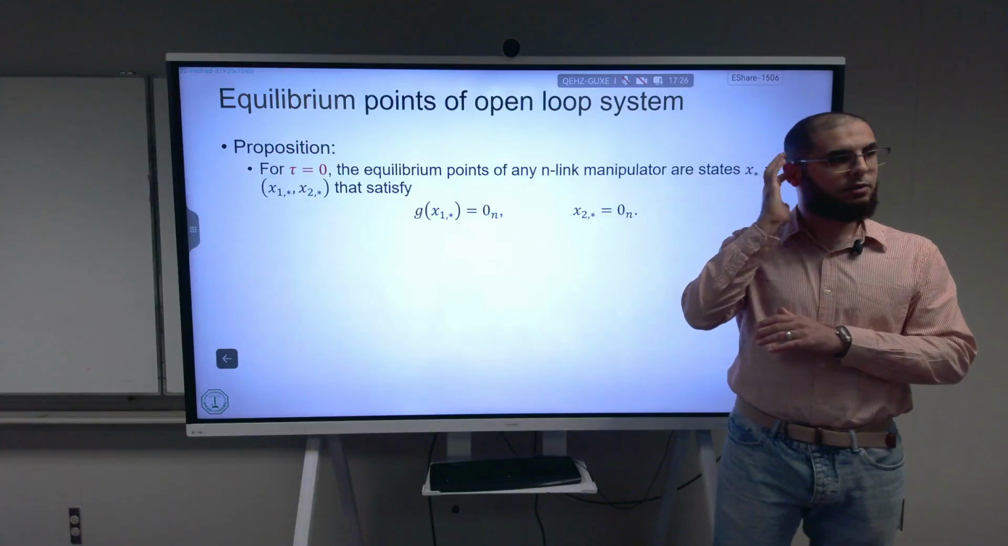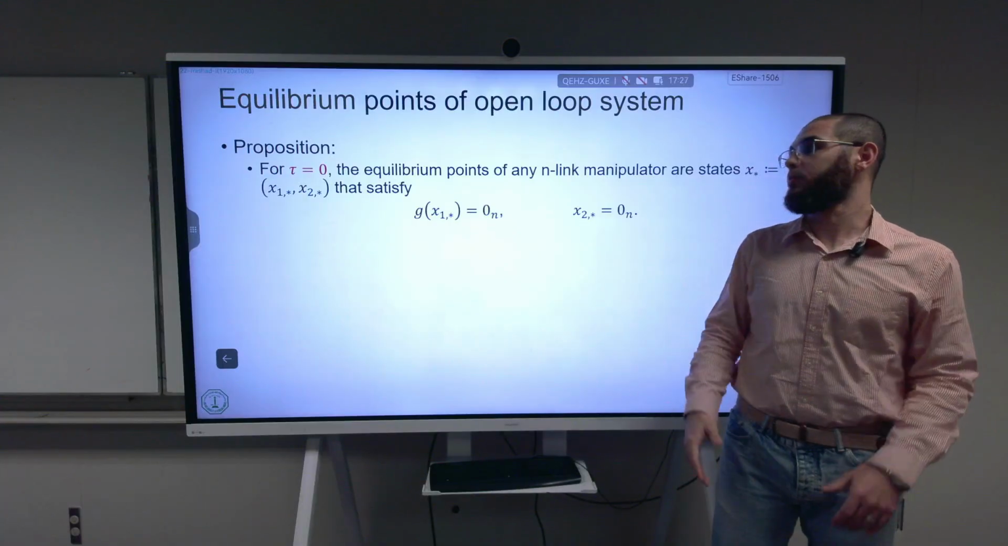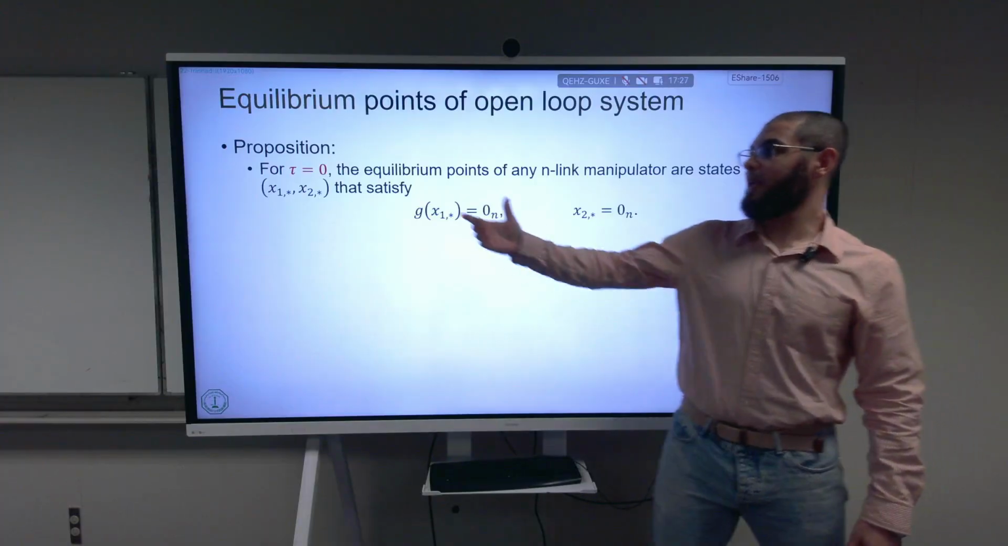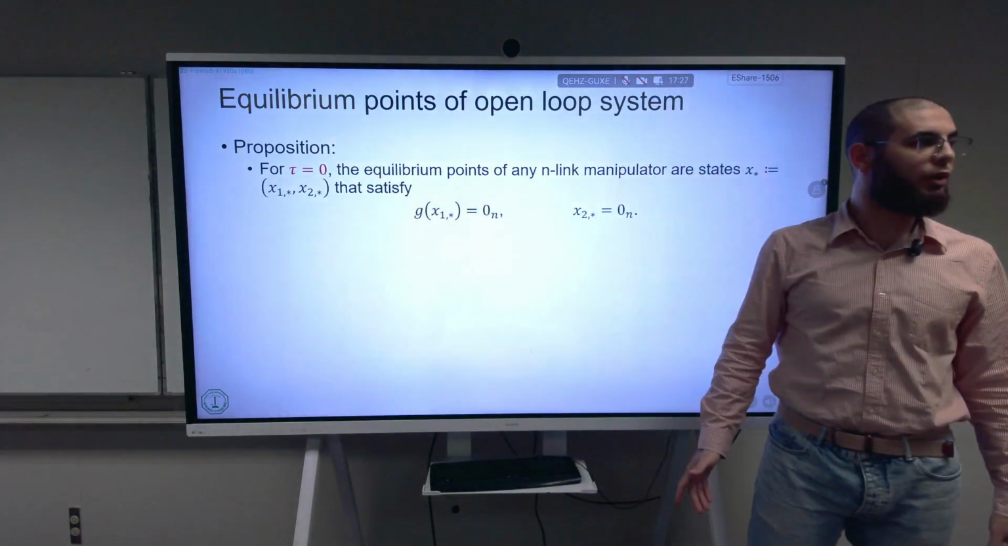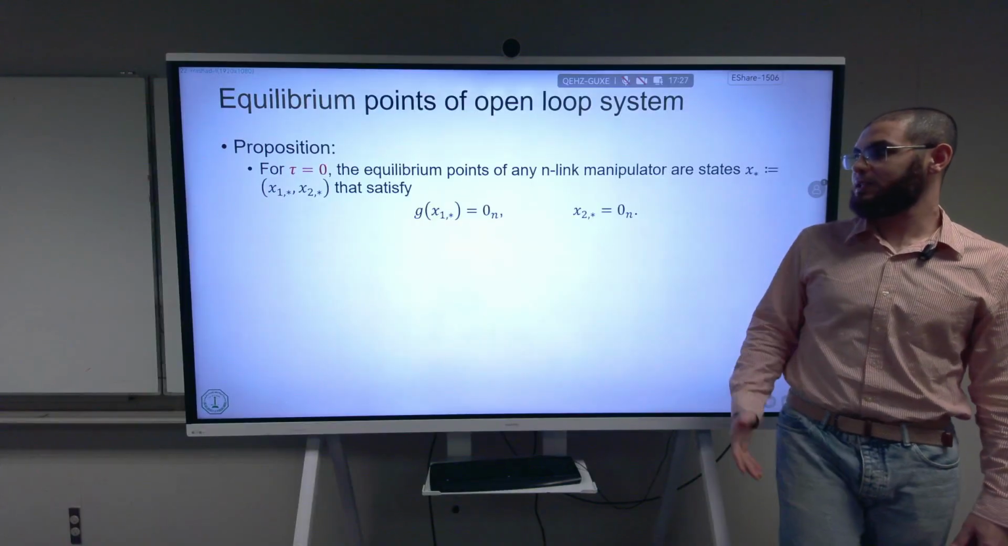And the first thing, before moving on to the control and stability and so on, let's look at just the open loop analysis. So let's take the system and look at the equilibrium points. We're going to put tau equal to 0, which means that we're going to be looking at the open loop performance of the system.